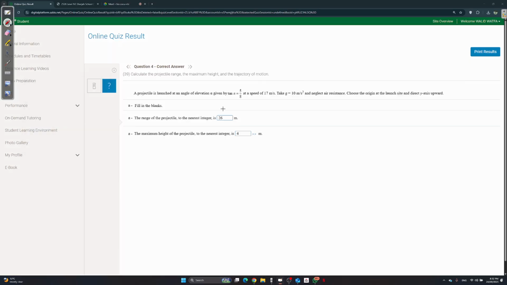Here, a projectile is launched at an angle alpha, given by tan alpha equal to 5/8, at a speed of 17. So they didn't give you the angle, but they gave you tan alpha. So alpha is equal to tan inverse 5/8, and V naught is equal to 17. They gave us G and so on. They want the range. What's the range formula? V naught squared sine squared theta over 2G. So it's going to be 17 squared. Let's find out what this angle is.